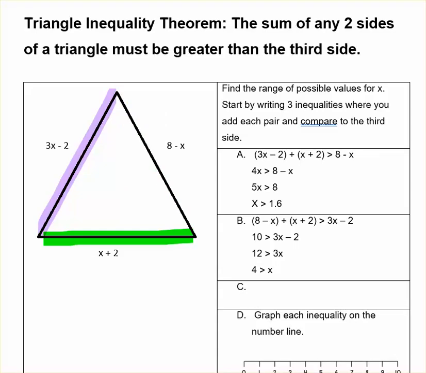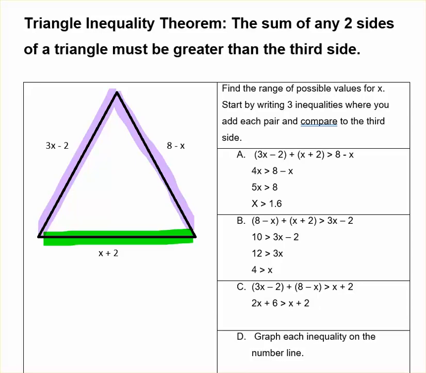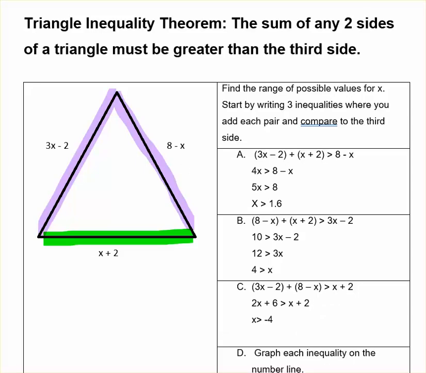Okay, check to see which ones we haven't paired together yet. Well, I haven't added 3x minus 2 with 8 minus x. So 3x minus 2 plus 8 minus x is greater than x plus 2. So 2x plus 6 is greater than x plus 2. Move our x's together and our numbers to the other side, and x would be greater than negative 4.